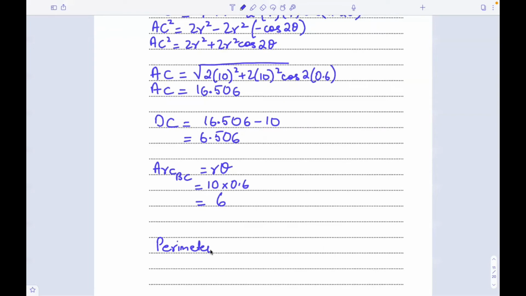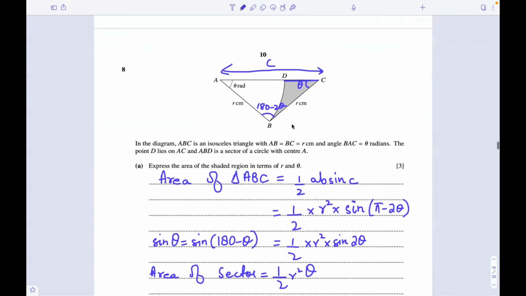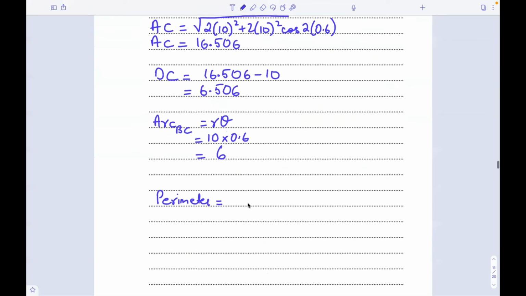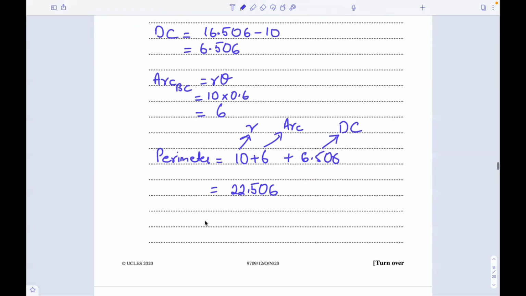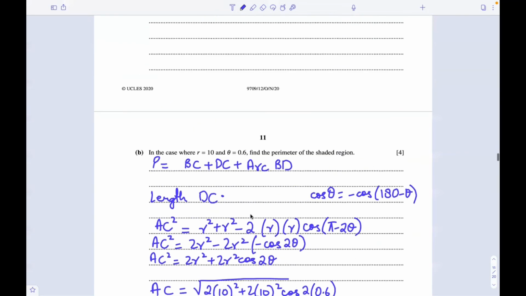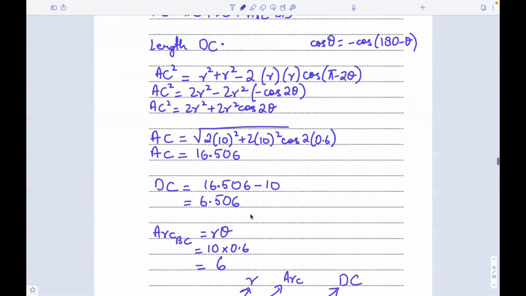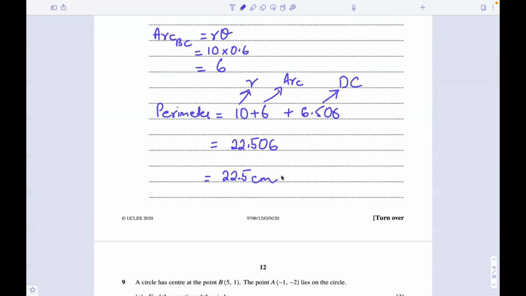So the perimeter would be the sum of the three lengths, and one of the lengths is R, which is known. We have the length of DC and the arc length BD. So it would become 10 plus 6. So this is the radius. This is the arc length. And this is the length of DC, 6.506. So the perimeter would come out to be equal to 22.506. And as we have to give our answer in three significant figures, the final answer would be 22.5. So it will be 22.5 centimeters as our units are in centimeter.